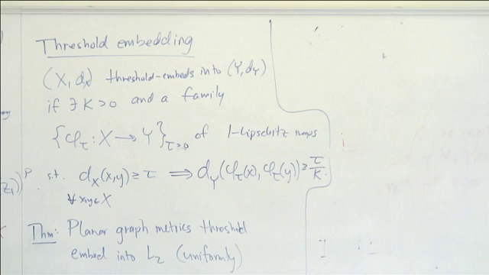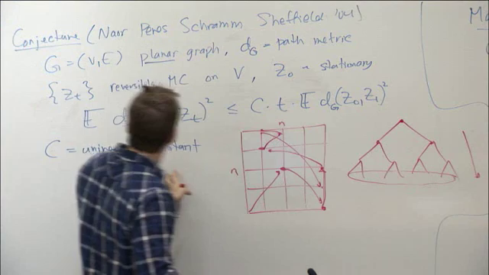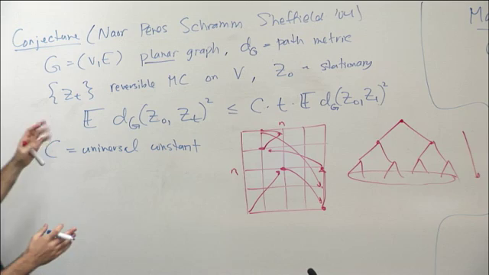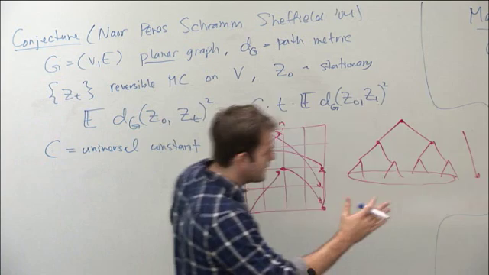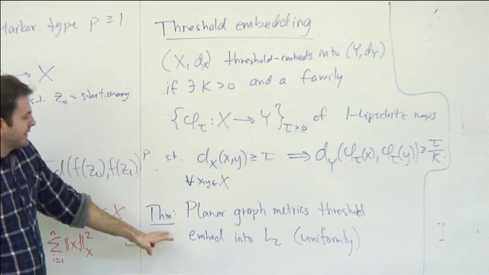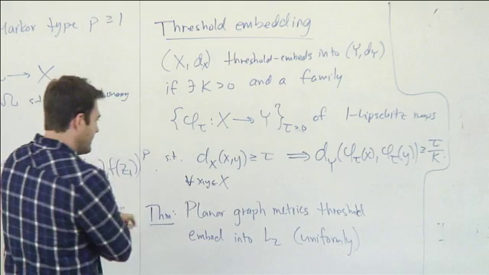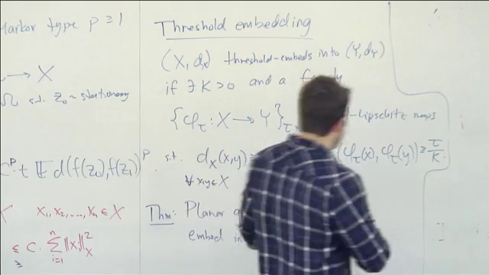I won't go into it now, but along with this conjecture, they asked about other spaces, like doubling spaces, and even things like hyperbolic spaces, spaces of bounded Nagata dimension. That wasn't specifically asked there, but the point is that all of those spaces admit threshold embeddings into Hilbert space. So it's not just the planar graph question, although that's the one I'll focus on at the moment. So this is one thing we know about planar graphs.